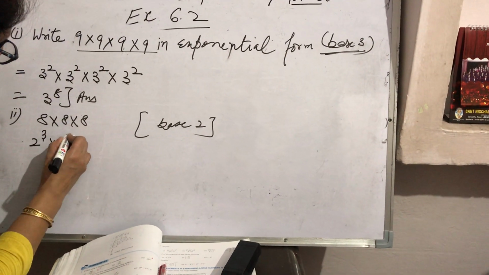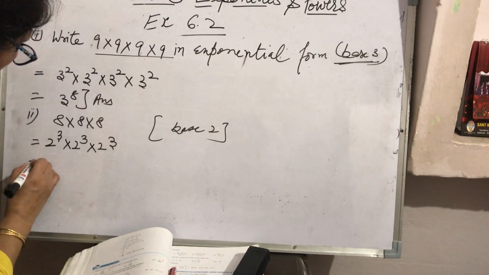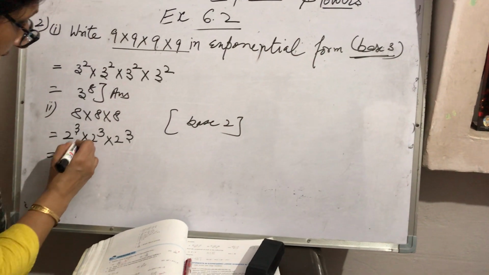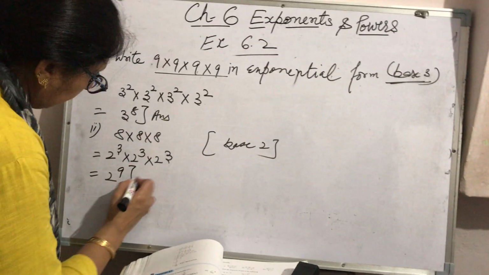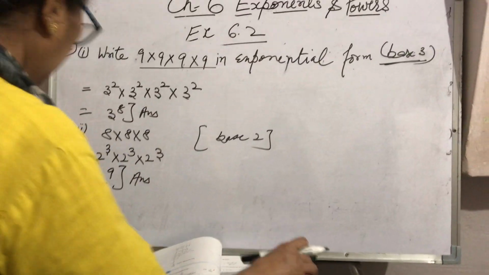Same as 2 raised to power 3, 2 raised to power 3, 2 raised to power 3. We have base 2. 2 raised to power 3 plus 3 is 6, plus 3 is 9. We have to add the powers. If multiplication is there, we will add the powers. 2 raised to power 9. Now, third question.